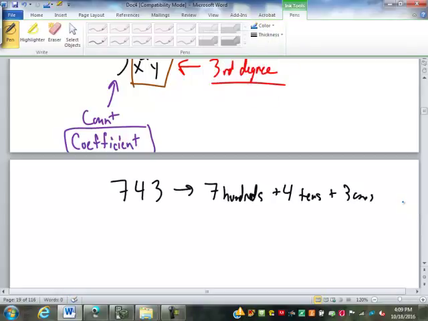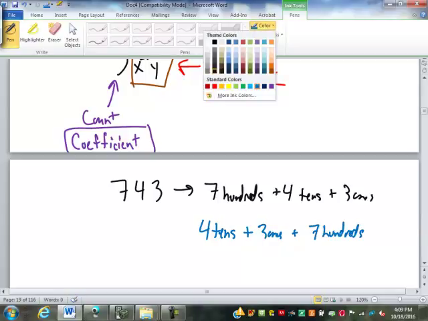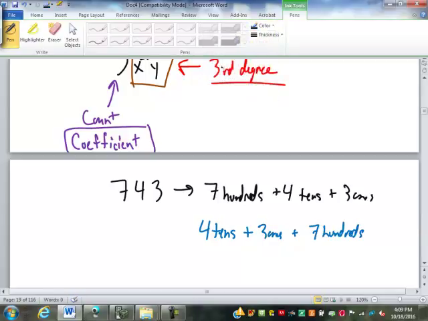Even though we could write that in any other order, it would be the same number if we wrote 4 tens and 3 ones and 7 hundreds. Still the same number, it's just awkward to look at. That's because when we write out digits, we tend to write digits in something called descending order.